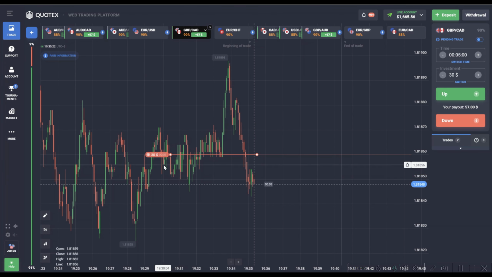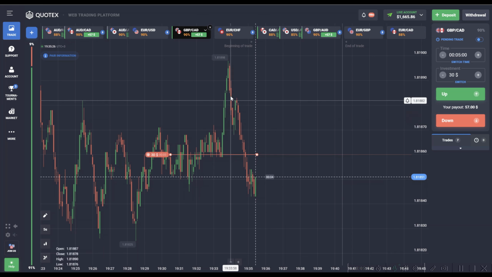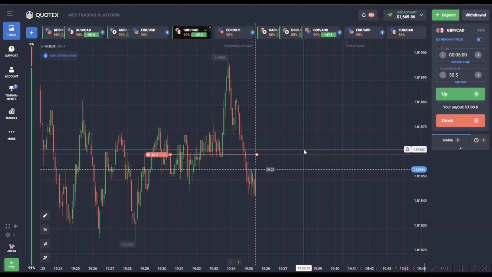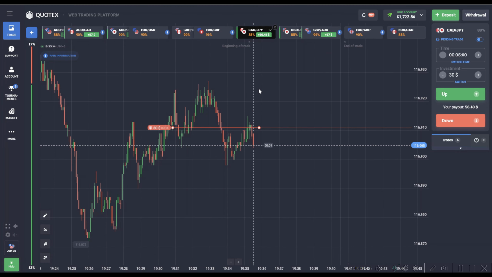British pound, Canadian dollar. 7 seconds, the price dropped here at the end. There was a really good drop in the last minute and a half. And that's the second trade in profit. I opened 8 trades in total. Let's see how all of these are going to close.